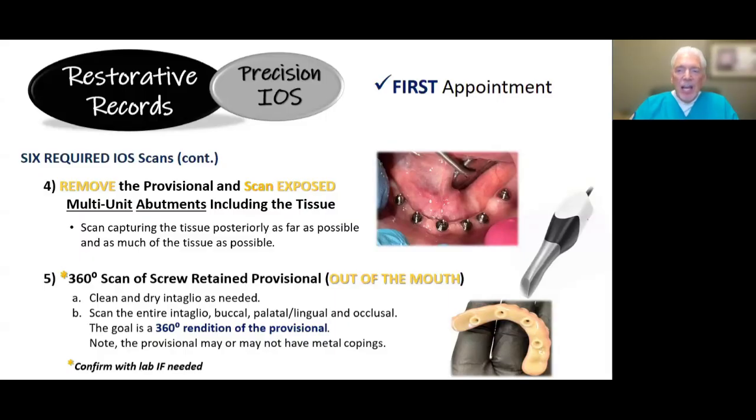And the fifth scan is out of the mouth, a 360 scan of the provisional that they've been wearing. You capture the intaglio side out to the buccal. So some labs request it, some don't. Again, this is where you want to talk to your lab ahead of time about what scans they need.